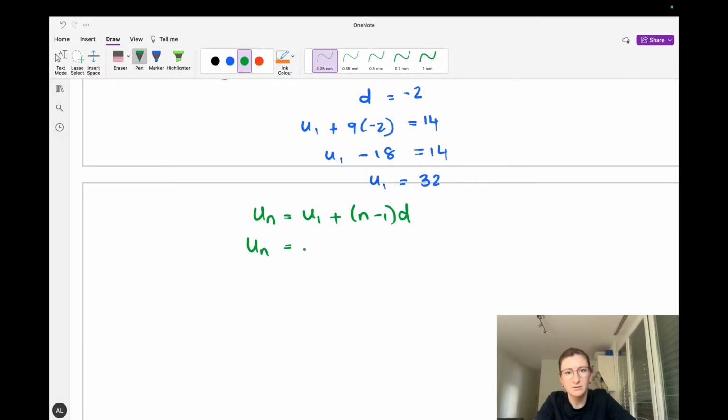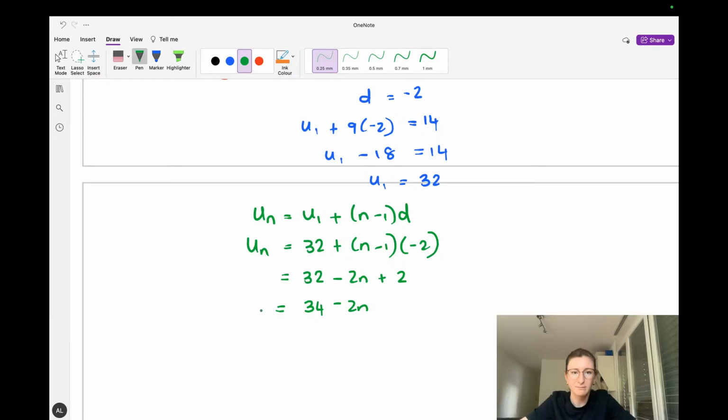Let me put that all together. So un equals 32 plus n minus 1 times minus 2 for my d. And simplify, 32 minus 2n plus 2. Almost there. 34 minus 2n. So they said, we want to know when uk equals 0. Find the value of k. So that means k is our input and 0 is our output. So we need that to equal 0. We want to find out what the value is there.